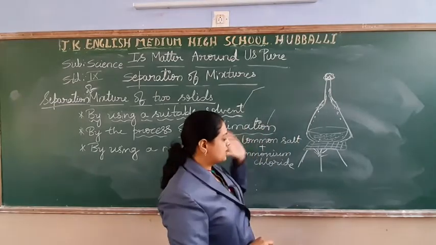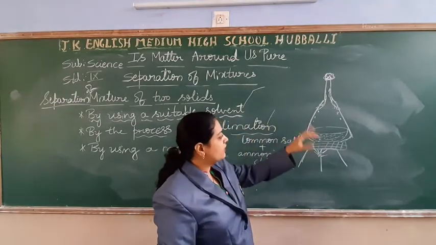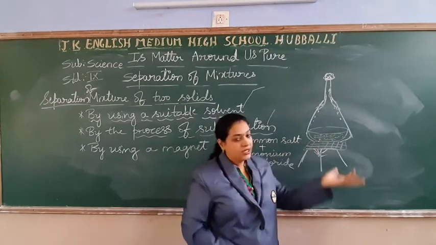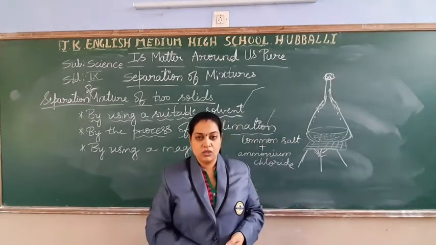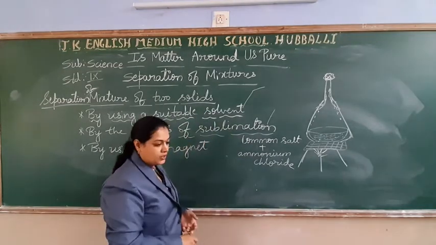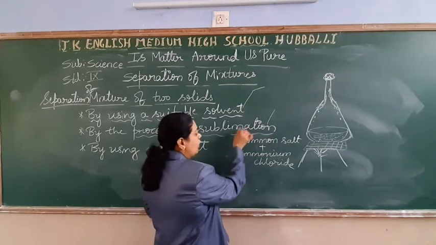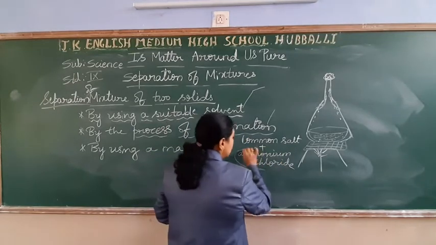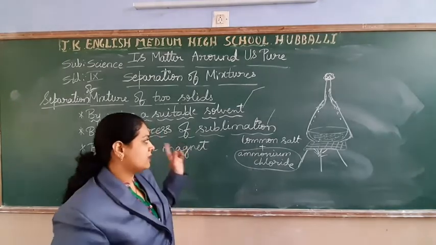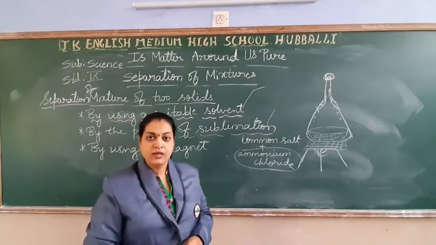Right? So once the process is complete, remove the funnel and take out the separated ammonium chloride. The common salt remains in your watch glass. Right, students? So this is the method called sublimation. If one of the substances in the mixture is a sublimate, then you can use this process, which is called sublimation.